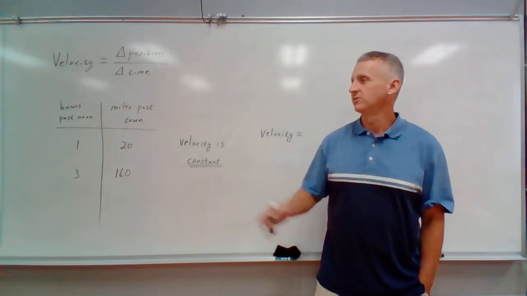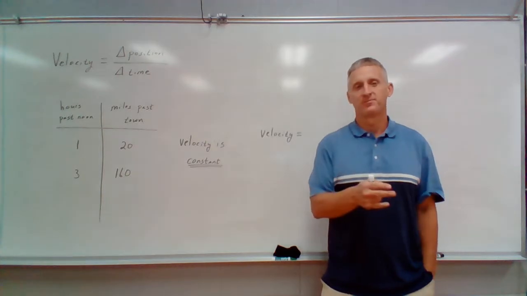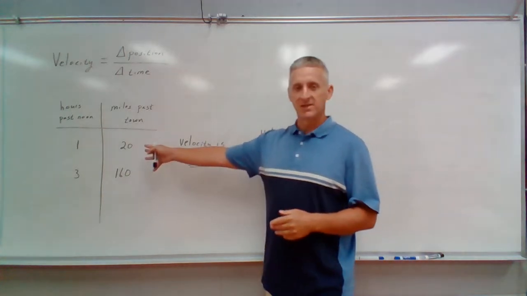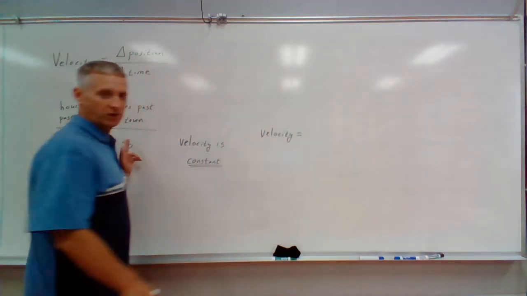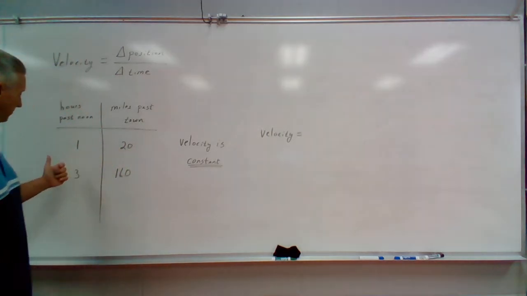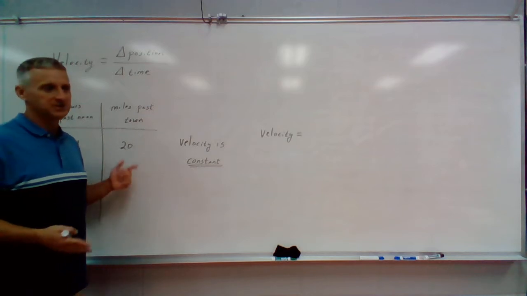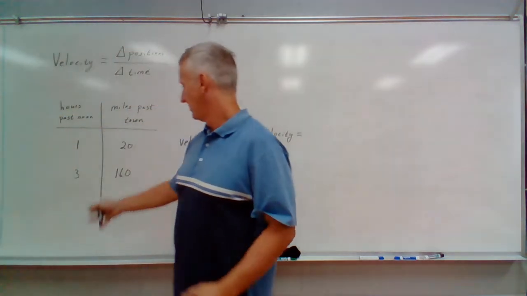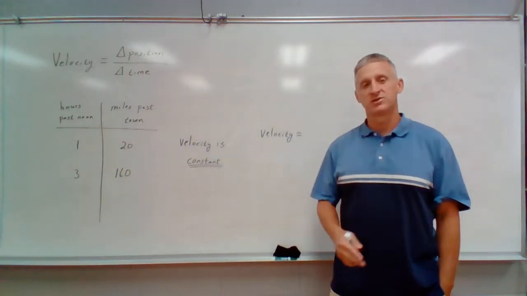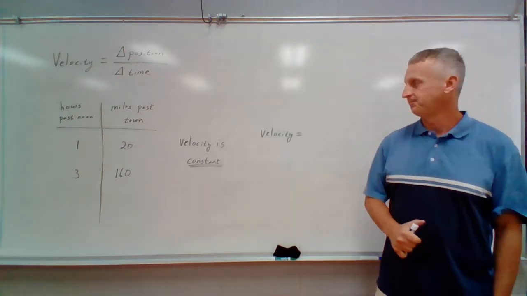Suppose we're out and we see somebody driving down the road. We're watching them drive down the road. We've got a table of data here. So 1 hour past noon, this person we were watching driving down the road was 20 miles past a certain town. 3 hours past noon, this person was 160 miles past town.